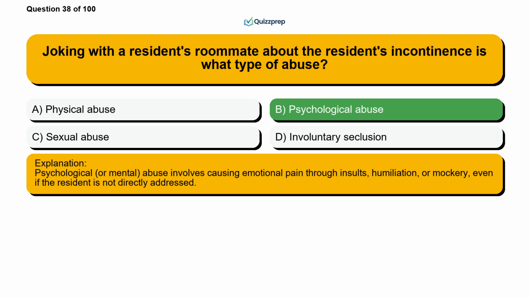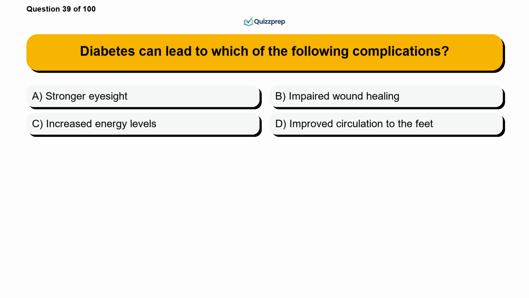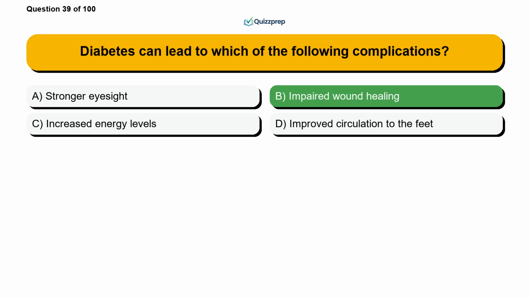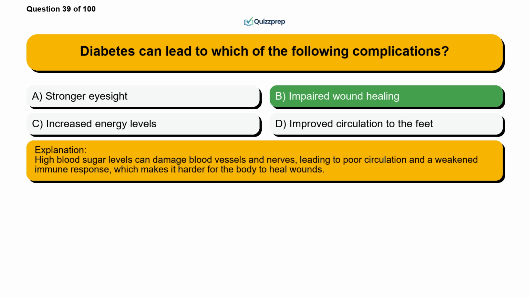Question 39. Diabetes can lead to which of the following complications? Option A, stronger eyesight. Option B, impaired wound healing. Option C, increased energy levels. Option D, improved circulation to the feet. The correct answer is option B, impaired wound healing. High blood sugar levels can damage blood vessels and nerves, leading to poor circulation and a weakened immune response, which makes it harder for the body to heal wounds.